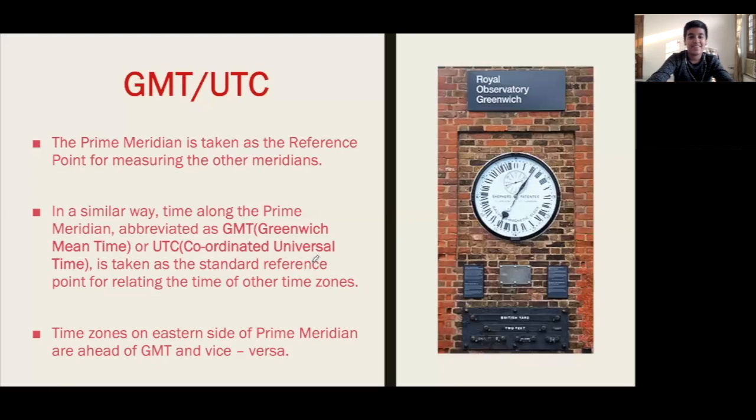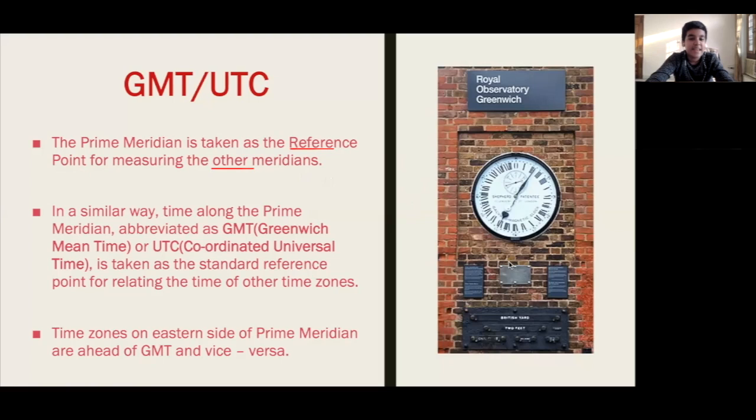Now comes GMT or UTC. The prime meridian is taken as the reference point for measuring the other meridians. On the east it is known as degrees east of the prime meridian, and on the west of the prime meridian it is known as degrees west.